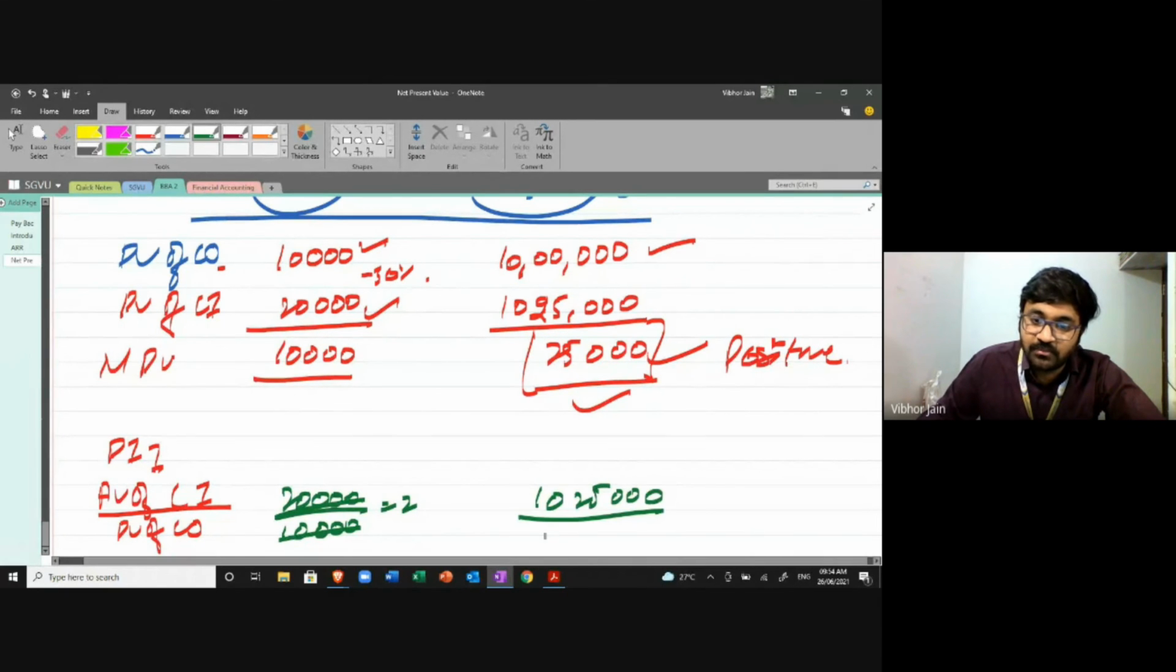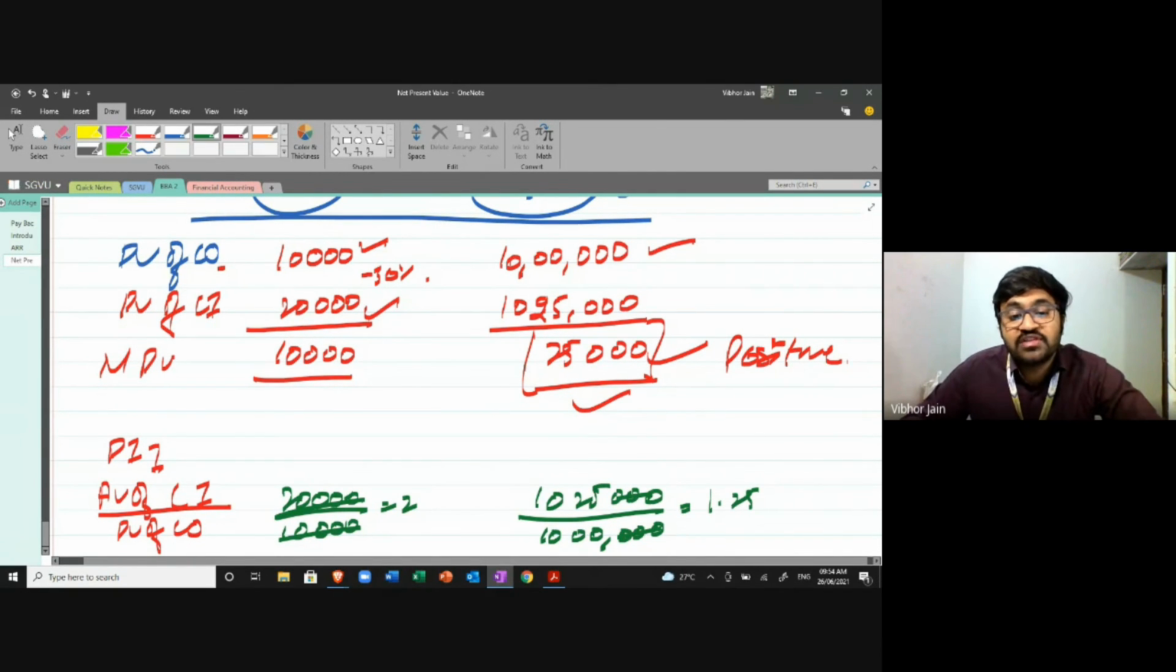On the other hand, the profitability index over here is 1025000 divided by 1000000. What is the profitability index in this case? It is 1.025. Now, which project will you accept? So we are going to accept this project. We are going to choose this project. Why? Because the profitability index is higher.